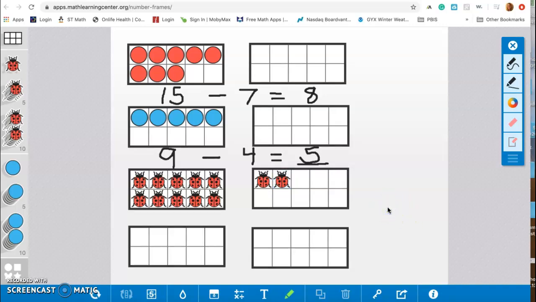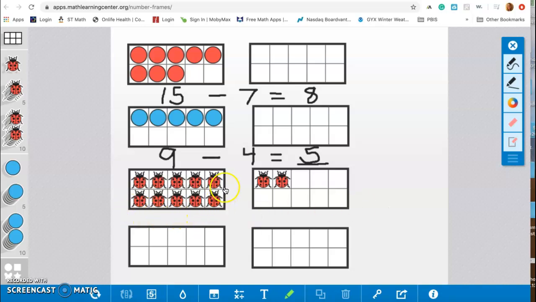Okay, I want you to be thinking about how many ladybugs are in my picture. I'll give you a moment to think about it. All right, I'm curious to know what you thought. How many ladybugs are here in my picture? Let's see if we can figure this out together.